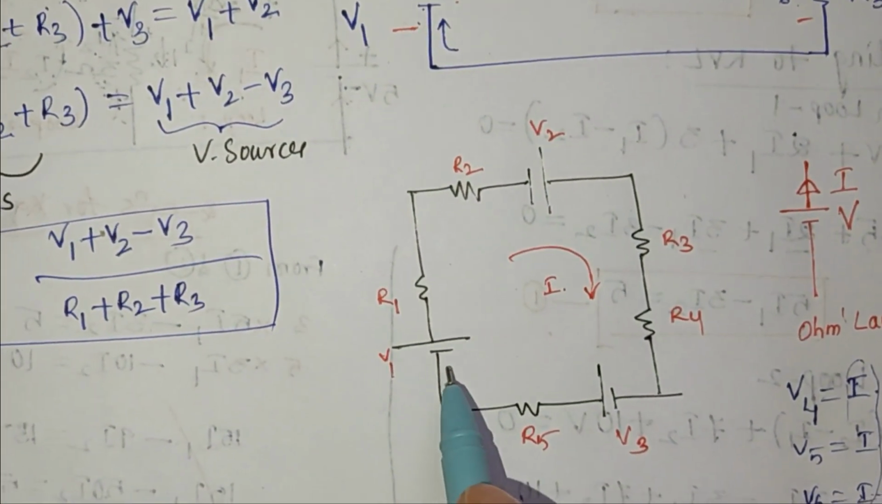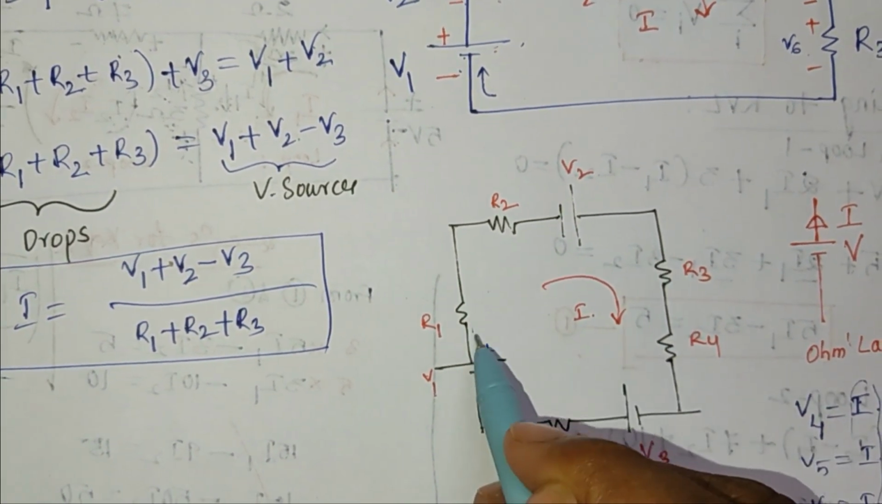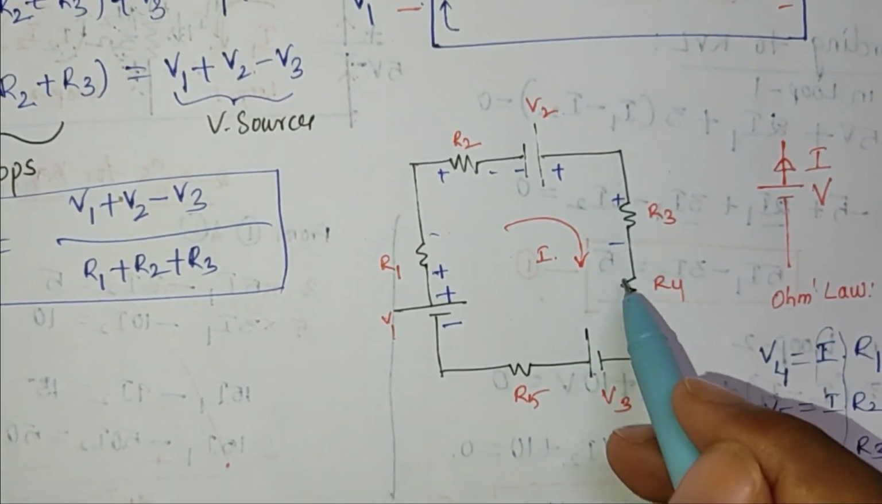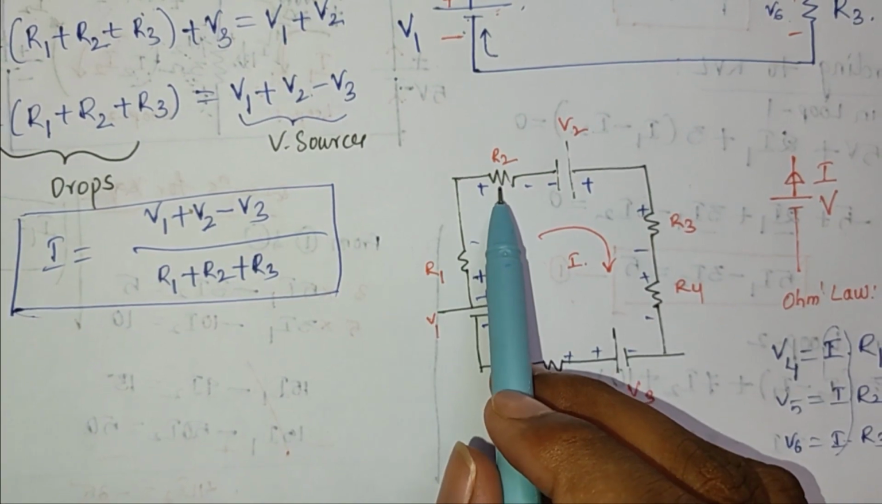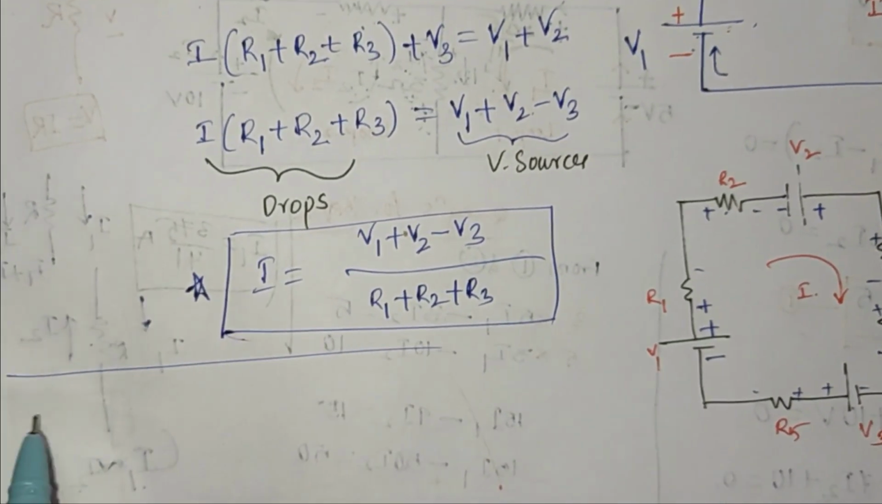Okay, so let us give the terminals. So this is negative, positive. Our current is entering in this direction. So the polarities are marked as positive, negative and so on around the loop. The voltage across a resistance will be the current through the resistor times the resistance value. Okay, so now let us write KVL in this circuit.